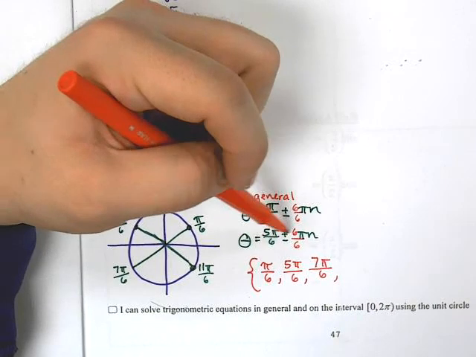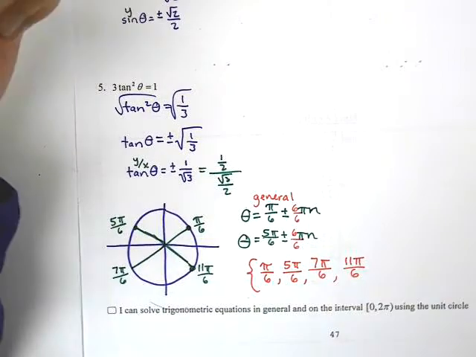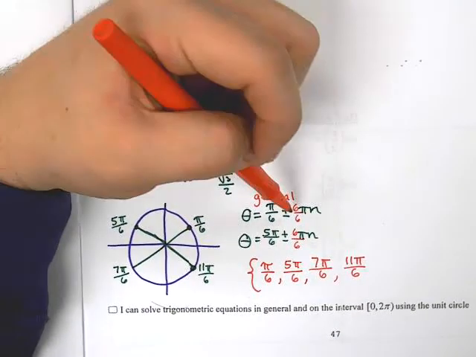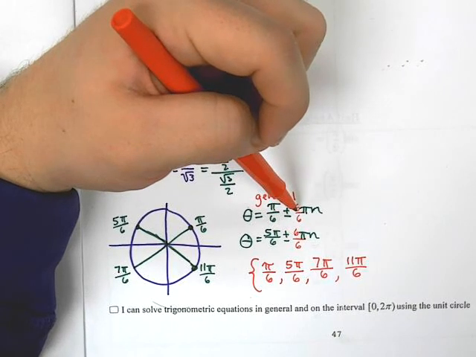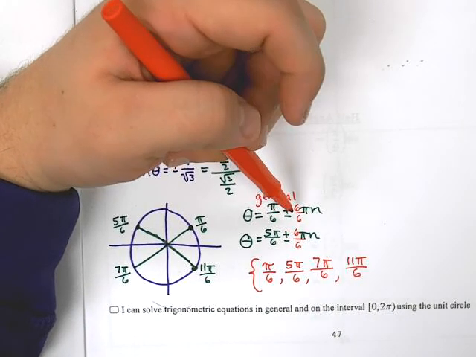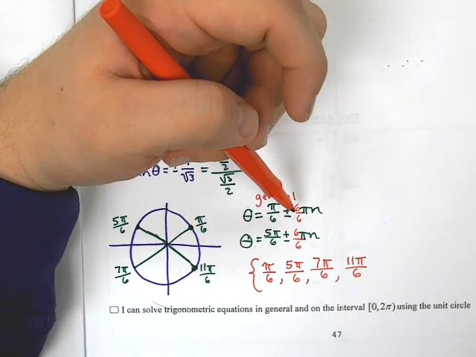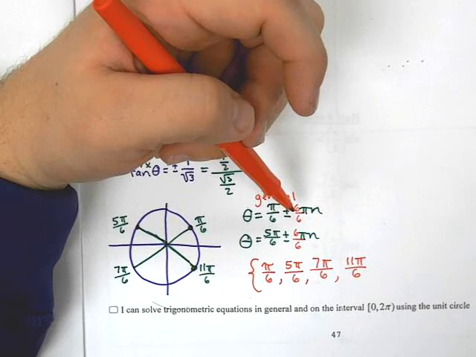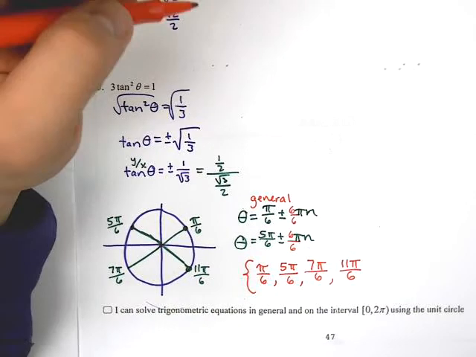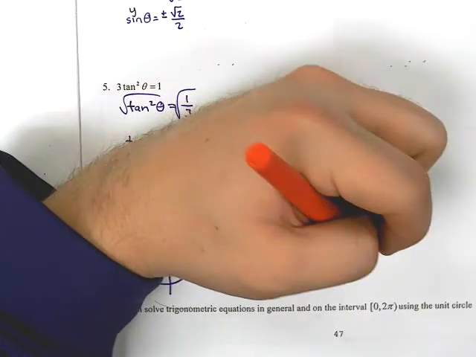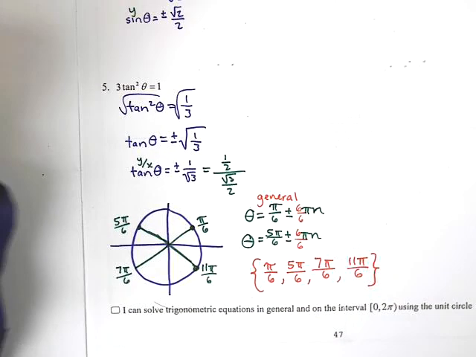5 pi over 6 plus 6 pi over 6 is 11 pi over 6. I could try to keep going here, so I had 7 pi over 6 plus 6 pi over 6. That's 13 pi over 6. Oh, 13 pi over 6 is more than 2 pi, so I can't list it because I can only be between 0 and 2 pi. So I would close my bracket, and I would say I am done.